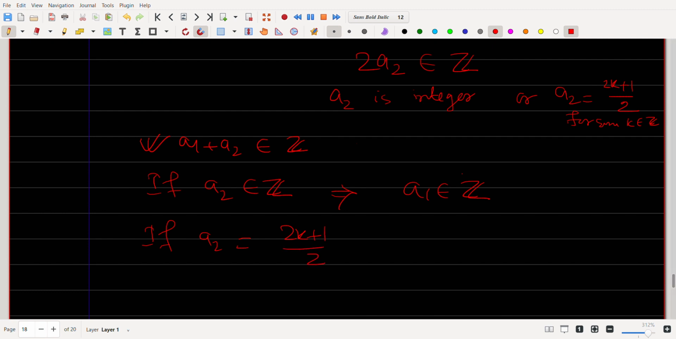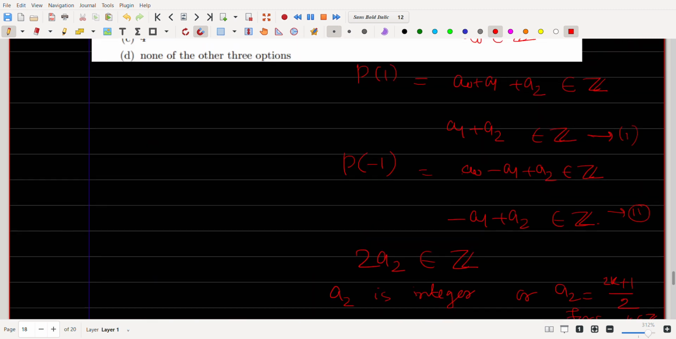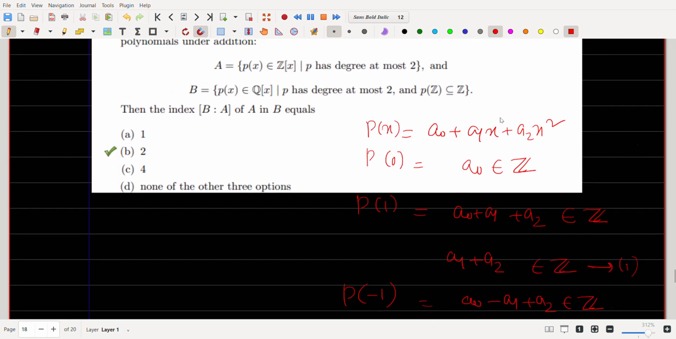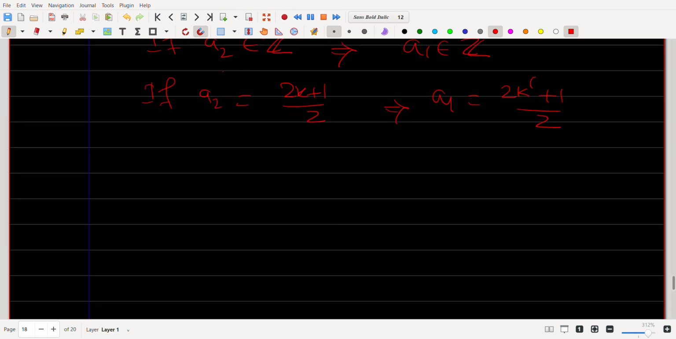And if a2 = (2k+1)/2, since a1 + a2 belongs to Z, that will imply a1 = (2k'+1)/2 also, such that their sum belongs to Z. Fine. So now you need to do the quotient by A, and A is the collection of all polynomials here such that their coefficients are from integers.